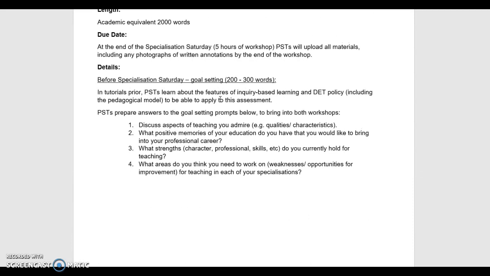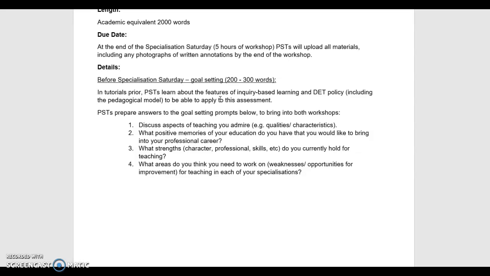Goal setting is a key feature of your own professional development, as you should consider your own strengths, where you're up to now, and the areas that you think you need to work on. So you're going to write short responses, up to about 300 words in total, on aspects of teaching that you admire, so qualities or characteristics, positive memories of your education, that you would like to bring into your professional career. So it might be a particular teacher that you really admired for a particular reason. So you'll discuss that here.